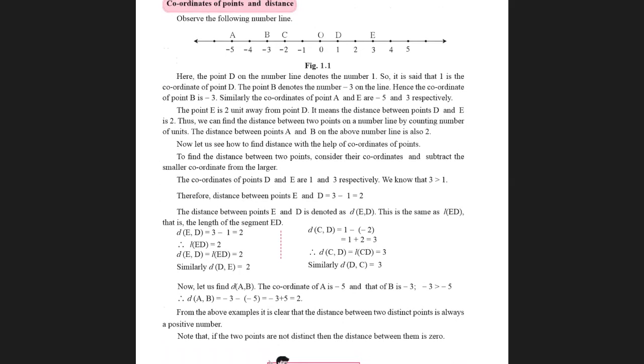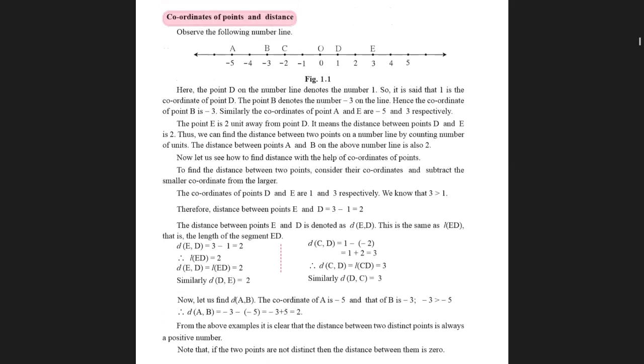You are finding out the distance between them and therefore it is equal to, what is the coordinate of the point D? 1. What is the coordinate of the point E? 3. Now 3 minus 1, the answer is 2. That means distance between the 2 points DE is equal to 2. All right.